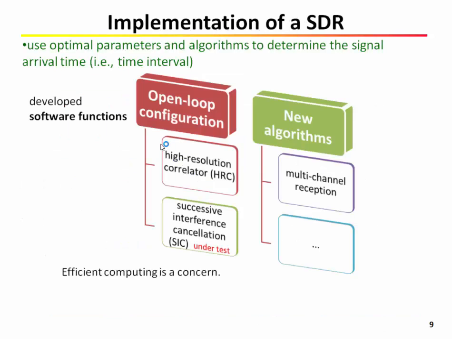And here is the implementation of the SDR. We can use the optimal parameters and the algorithm to determine the signal arrival time, that's TOA. So now we are using the open loop configuration to develop our software functions. Some functions like the high resolution correlator and also successive interference canceling are now under test. And the new algorithm may use multi-channel reception. So this is the SDR.